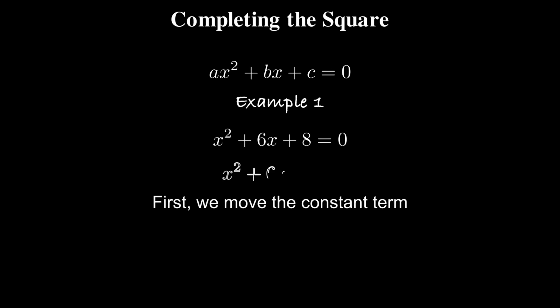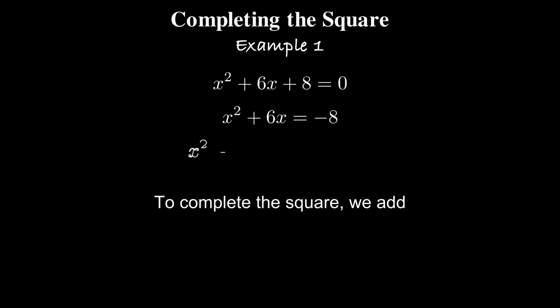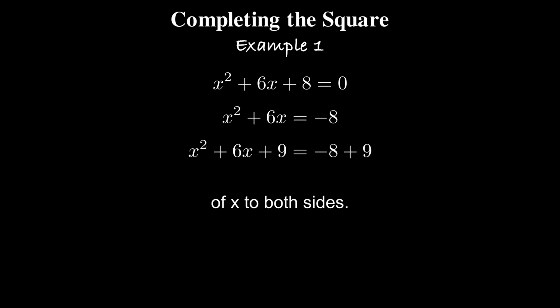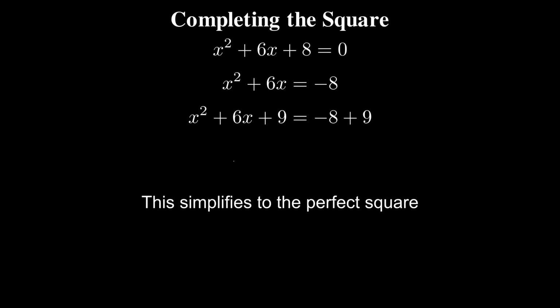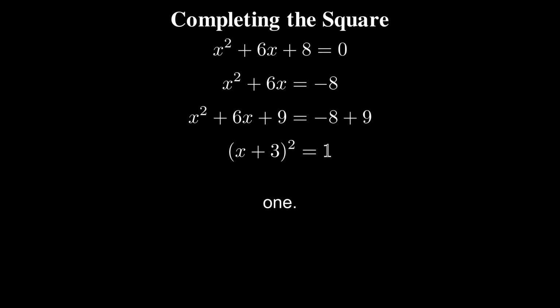First, we move the constant term to the other side of the equation. To complete the square, we add the square of half the coefficient of x to both sides. This simplifies to the perfect square form, x plus 3 squared equals 1.